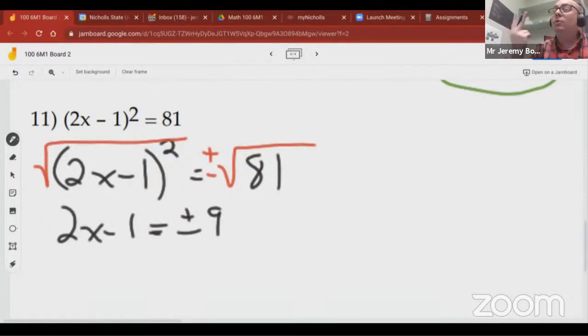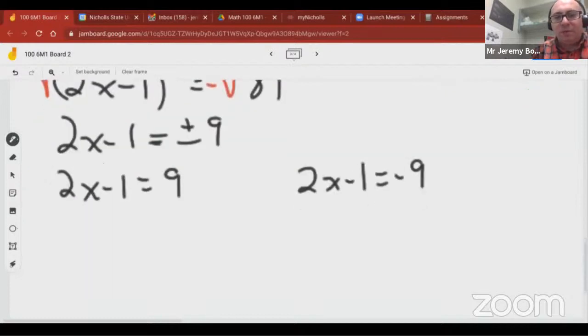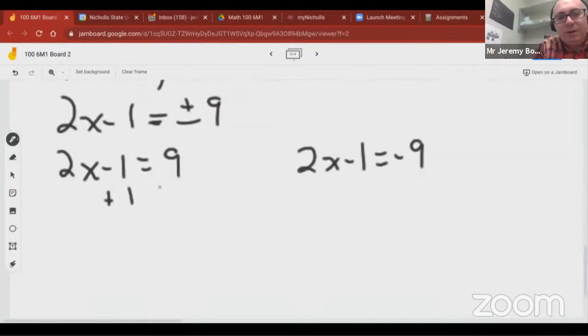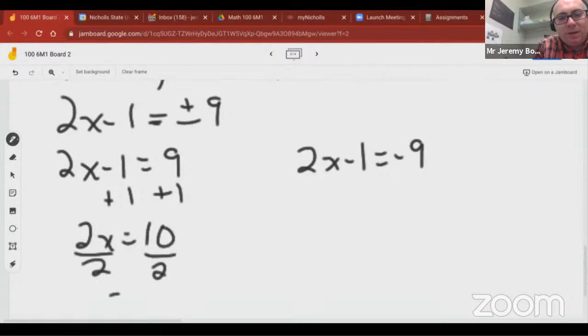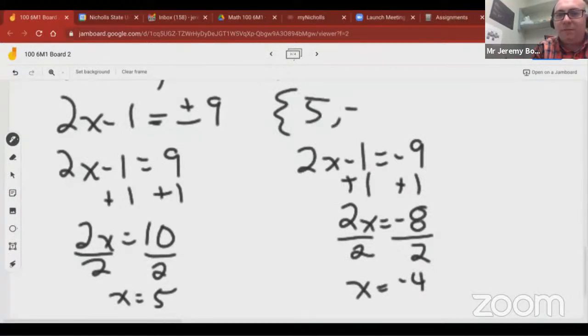This becomes two linear equations. So this is going to become 2x minus 1 is equal to positive 9, or 2x minus 1 is equal to negative 9. And we need to work out both of those. So add 1, and we'll have 2x is equal to 10, divided by 2. x is equal to 5. Off to the second one. Add 1 on both sides. You get 2x is equal to negative 8, divided by 2. And x is equal to negative 4. And so your solution set for that one will be 5 and negative 4.